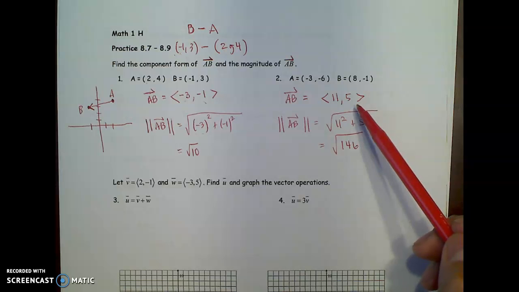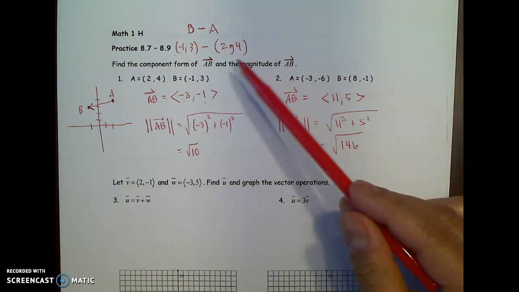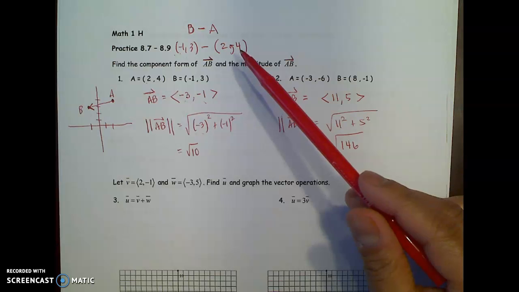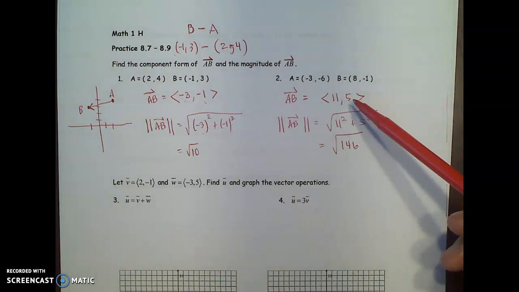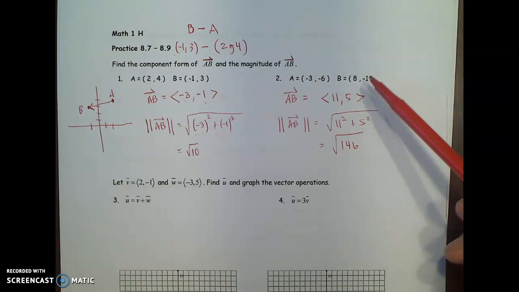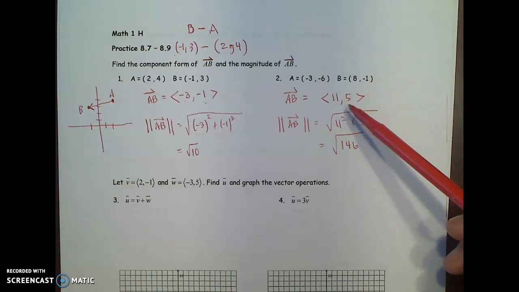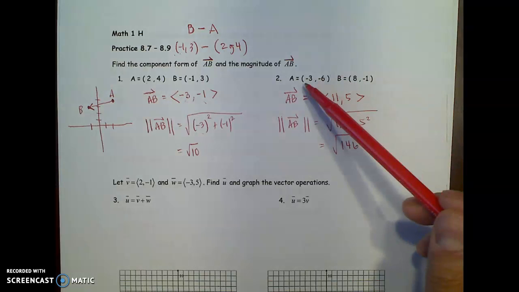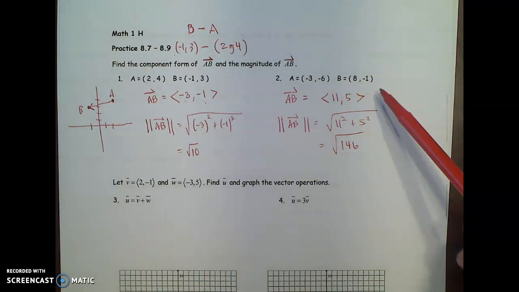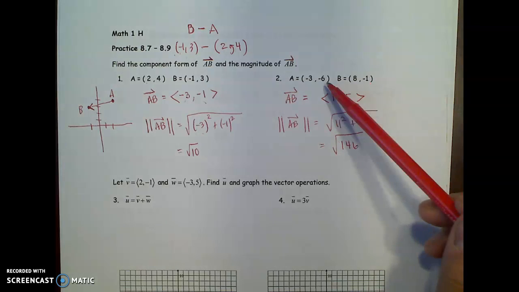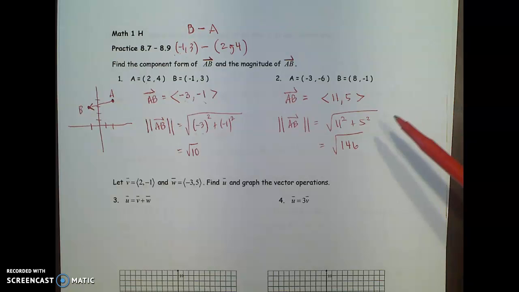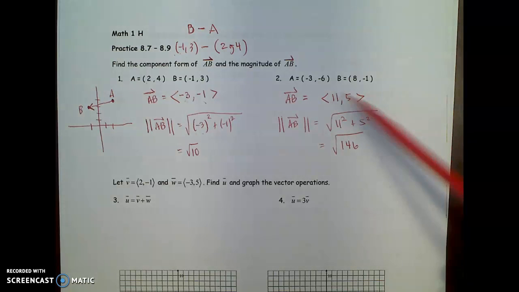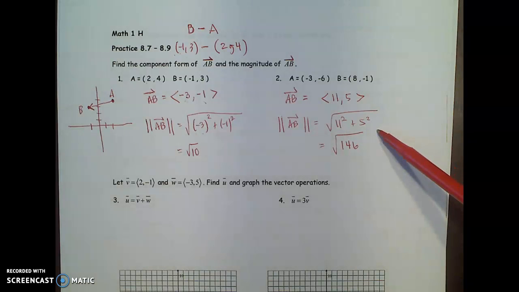Here, I didn't graph this one. I used the B minus A, or head minus tail, way of finding the horizontal and vertical components. When you do that, you should get 11, 5. So 8 minus -3, and -1 minus -6 to get the vertical component. Once you get the horizontal and vertical components, you plug them into this formula to find the magnitude.